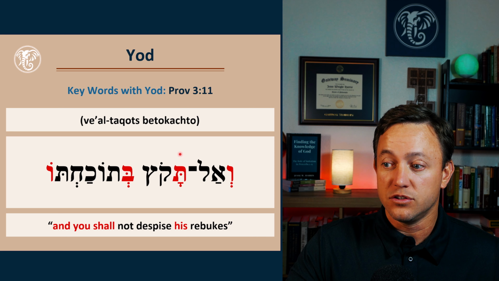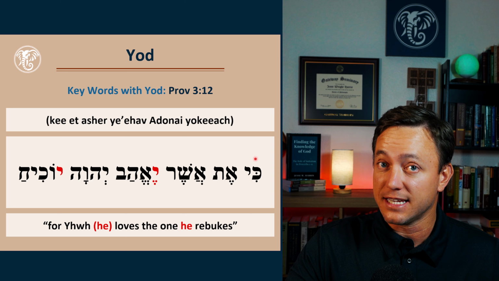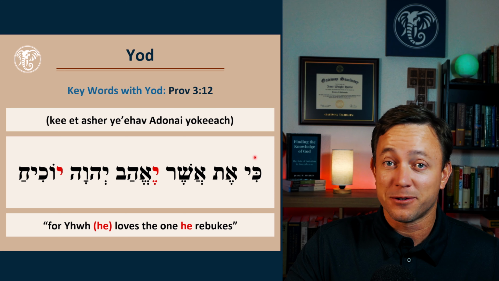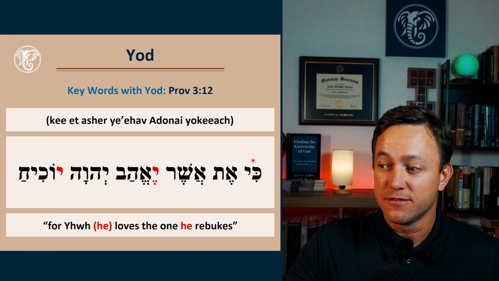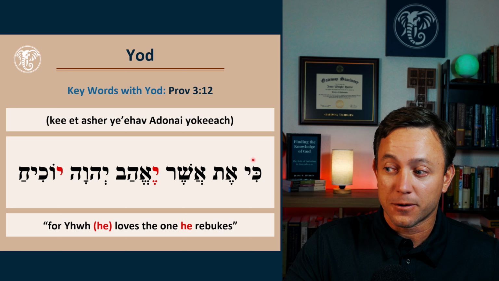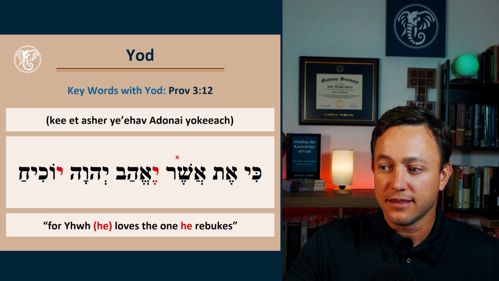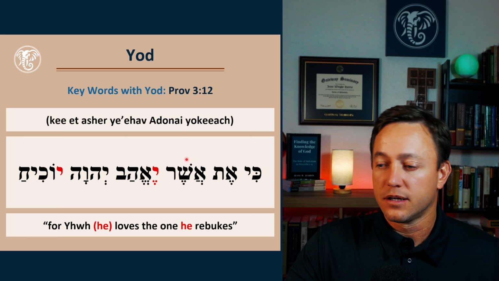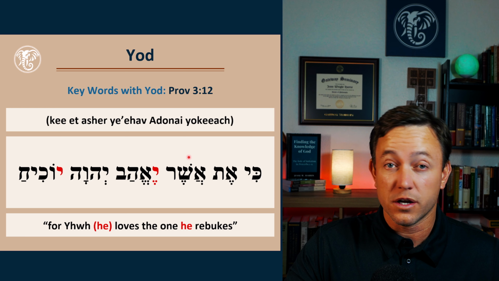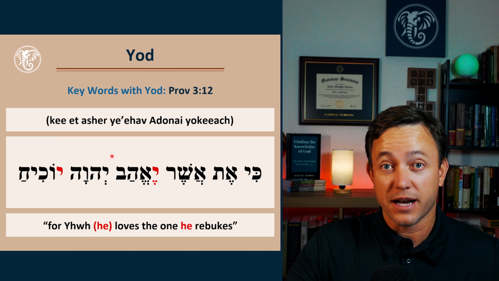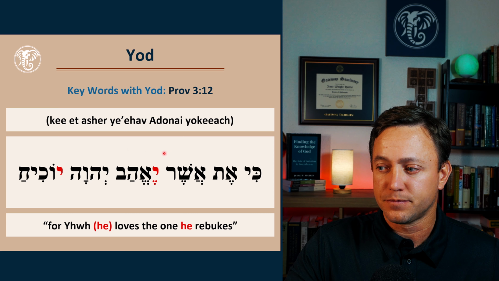So what does this mean? Well, again, we see this word ki, very common. You might want to write this one down. Ki, for, because, or that, as we saw earlier. Et asher, we might say the one whom, okay? So this is a little bit out of order for us in English. But we would say something like, for the Lord Adonai Yokiak.